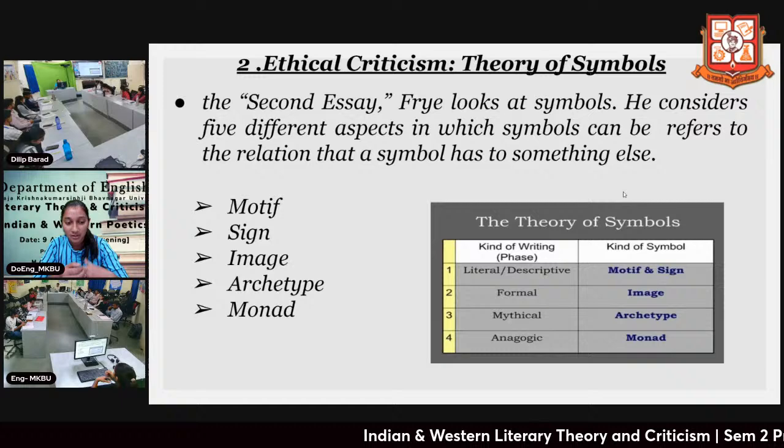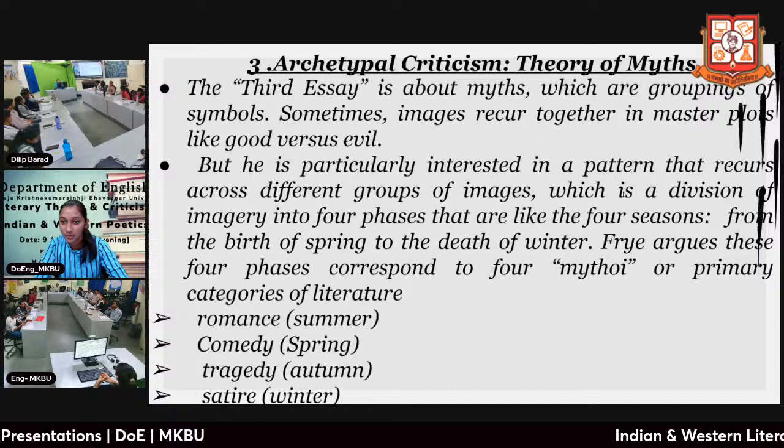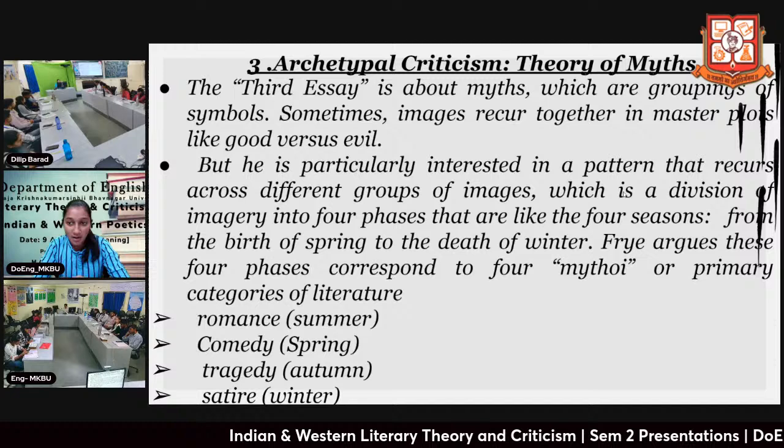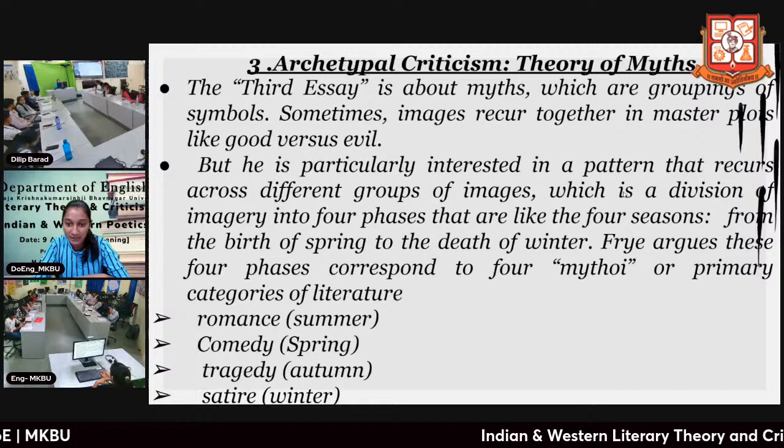The third essay is called archetypal criticism, and archetypal criticism according to Frye corresponds with the theory of myths. The third essay is about myths, which are groupings of symbols. Sometimes images recur together in master plots like good versus evil. But Northrop Frye was particularly interested in patterns that recur across different groups of images.